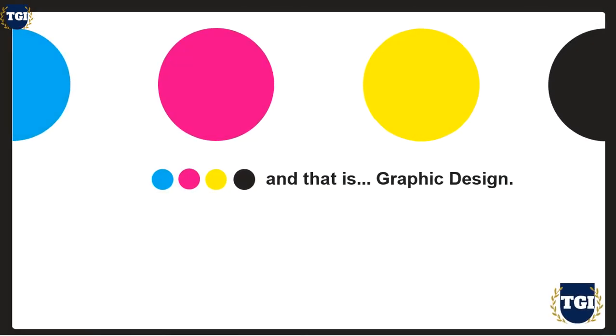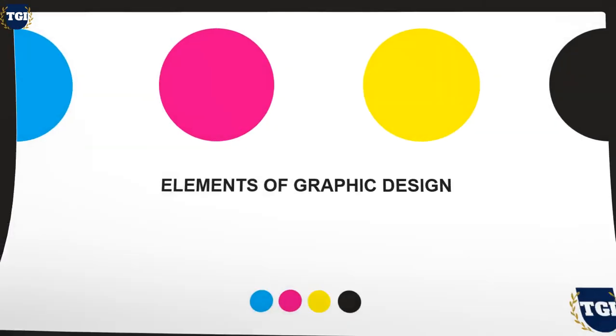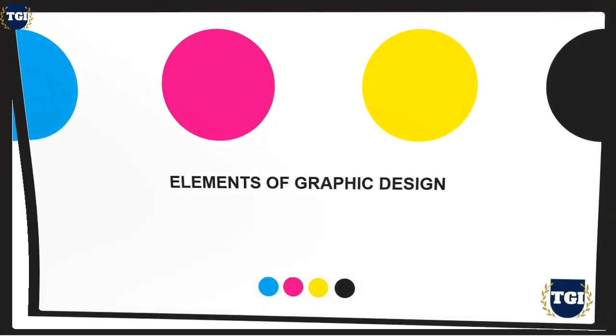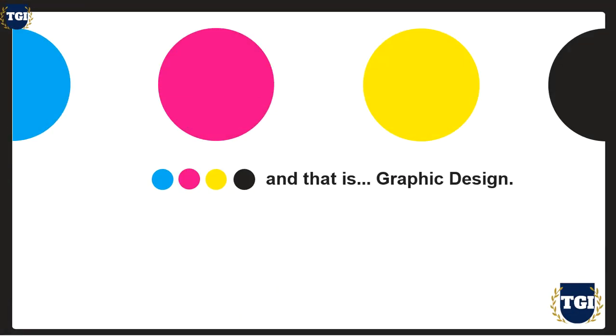And this is what we call graphic design. We've actually brainstormed on the definition, we actually brainstormed on the types, and we actually brainstormed on the process. Now we are getting to the next stage of our graphic design session, which is the elements and the principles of graphic design.